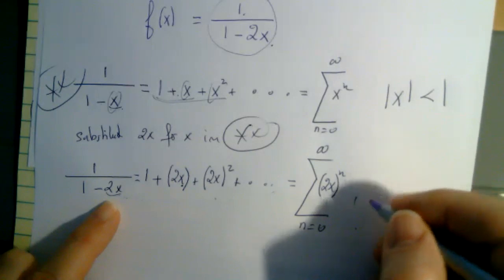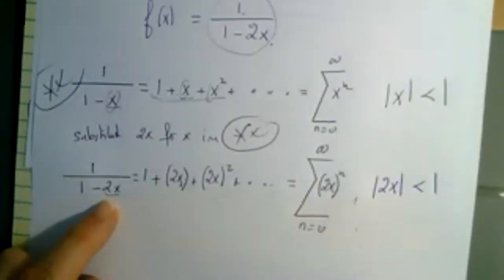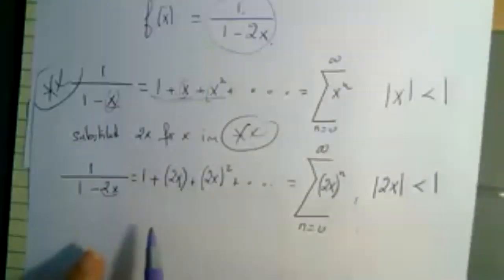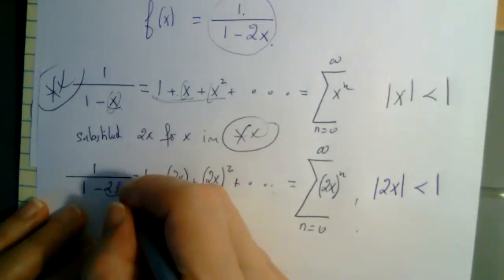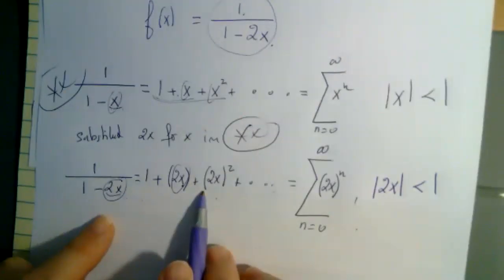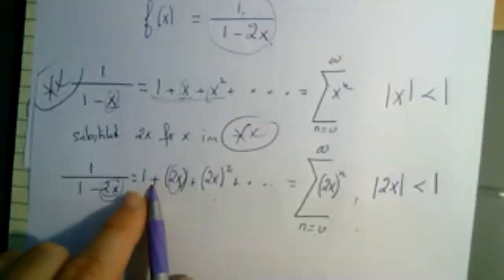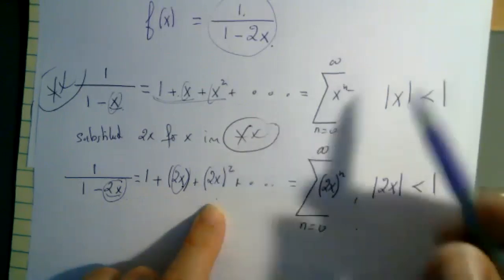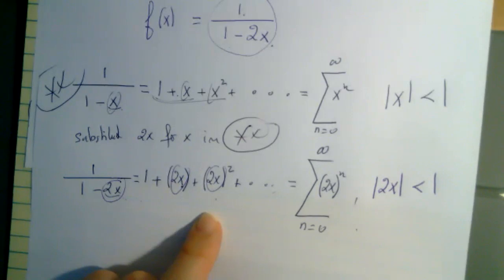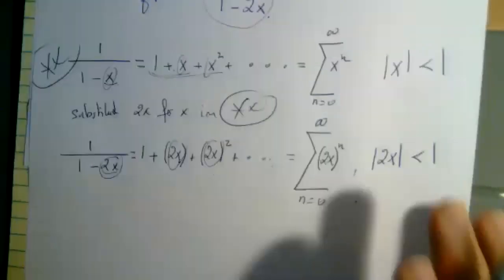Absolutely. I need the absolute value of 2x to be less than 1. So if I plug in 2x for x, it means this new term that I plugged in, for this equality to hold, in other words, for this power series to converge, I need 2x to be less than 1. Now with this given, the rest is going to be actually simple. That's basically the basic steps.